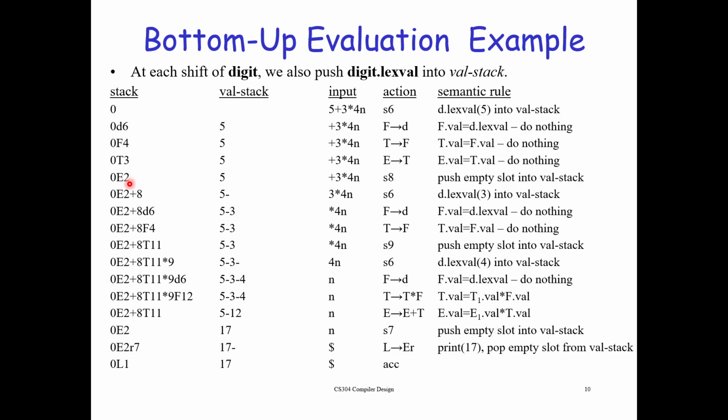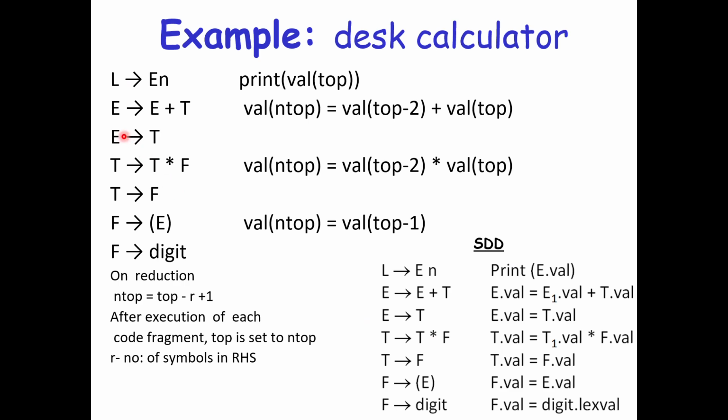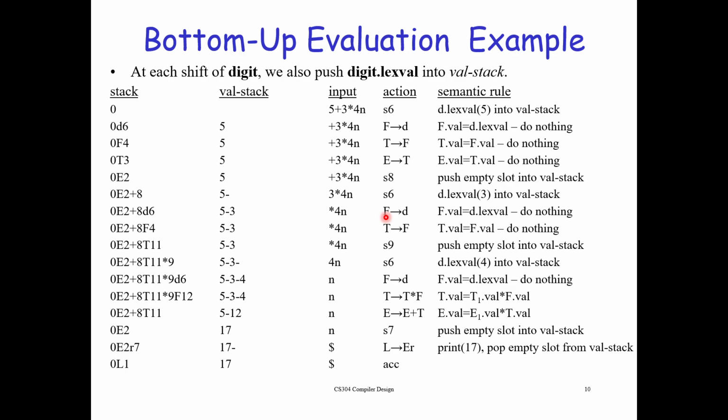Also that is E gives T. In the case of E gives T, the stack top still does not require any change, because that value is simply copied as the val attribute of E. So the stack top requires no change, so it is not shown here. Still the stack top is maintaining 5.